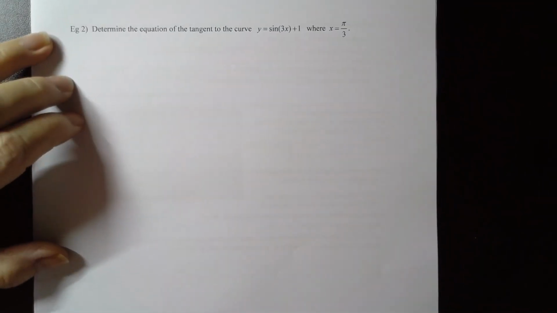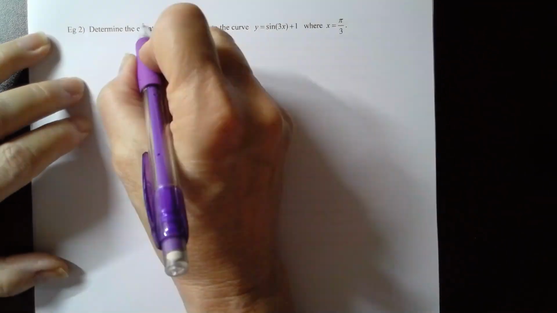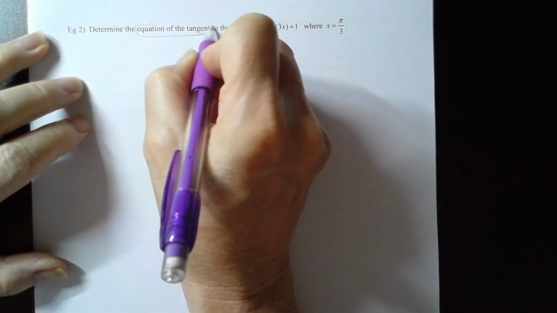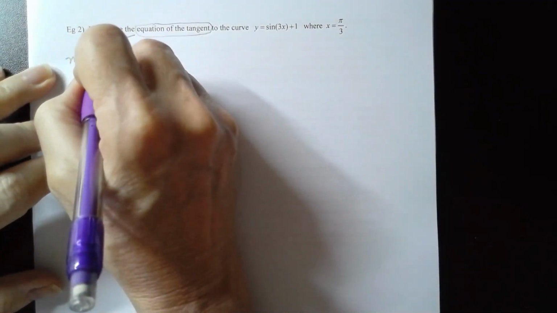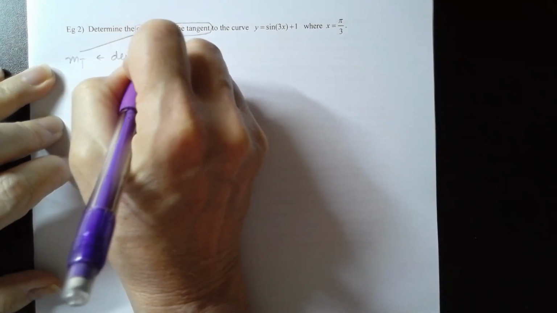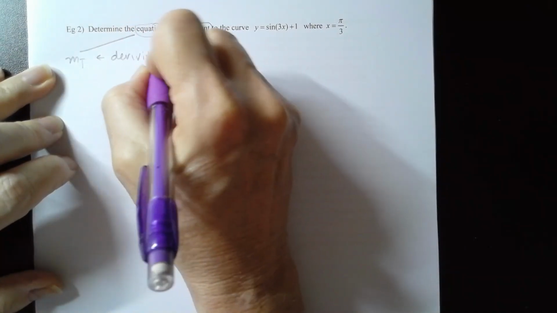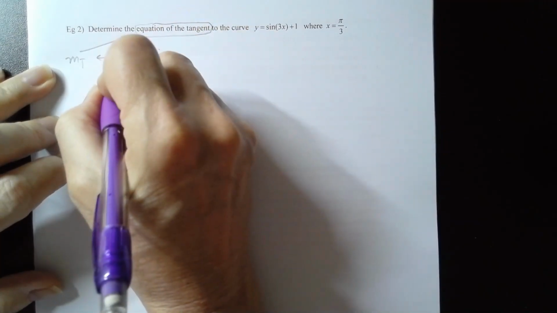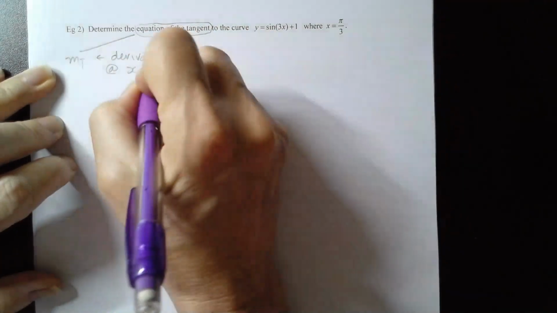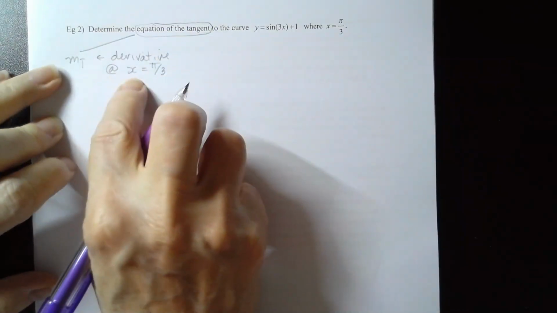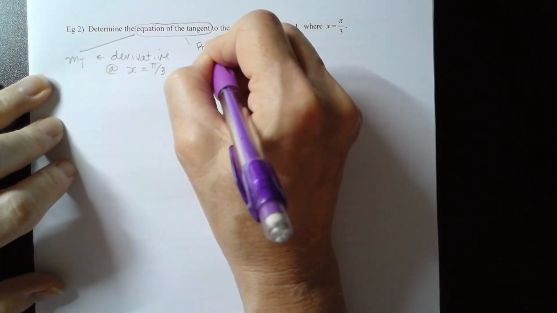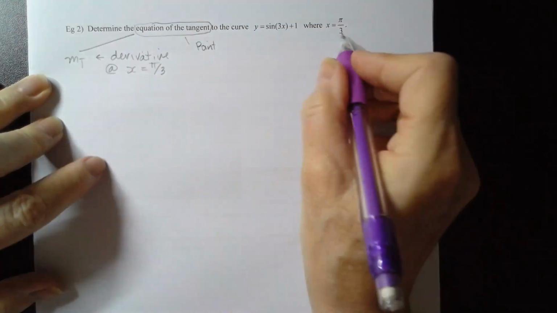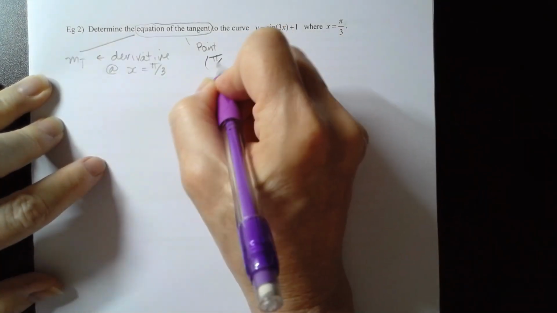All right, let's do this one here. So it says determine the equation of the tangent to the curve. Okay, as soon as it says equation of the tangent, I know I need two things. I need the gradient of the tangent, and I get that with the derivative at x equals pi on 3. So I take the derivative and evaluate it at pi on 3. And I also need a point that's on the curve. And the point on the curve that they're asking about is that one.